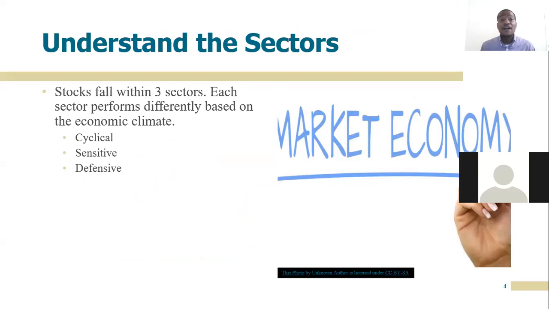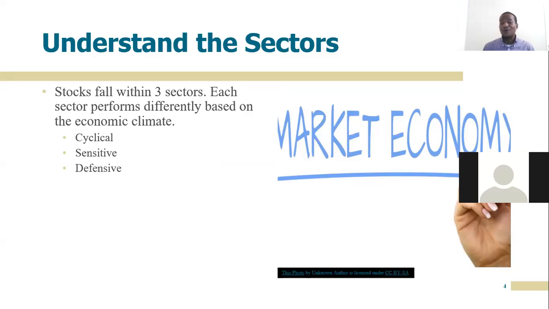Now, you need to understand the sectors, and stocks fall within 3 sectors. Remember I said the stocks, then the industry. So the stocks fall within a certain industry, and the industry falls within a certain sector, okay? And there's 3, and each sector performs differently with the economy, right? So the areas that I just spoke about on the previous slide, these 3 act differently. So you have the cyclical sector, you have the sensitive sector, and you have the defensive sector. I know that had to sound funny because I have a list of all of those S's, but hey, can't do anything about it, okay? So you need to understand those 3 terms.